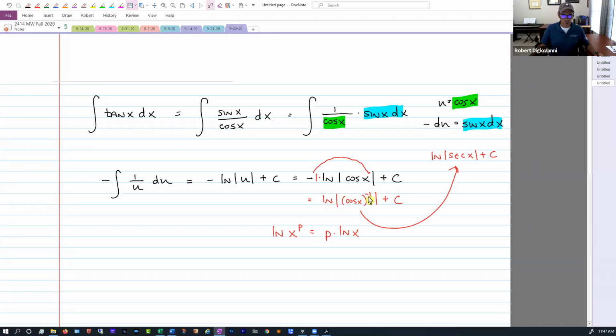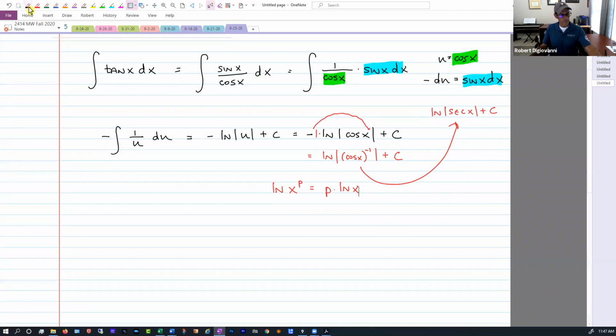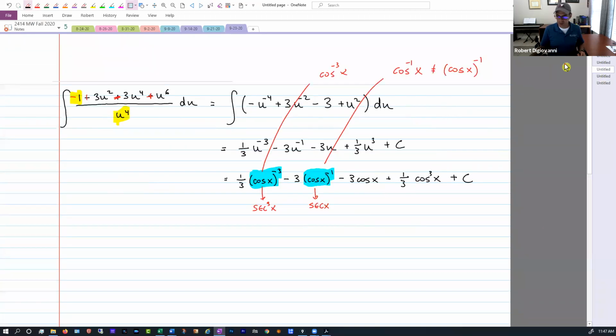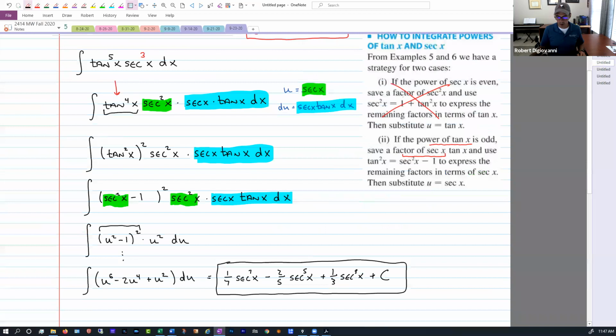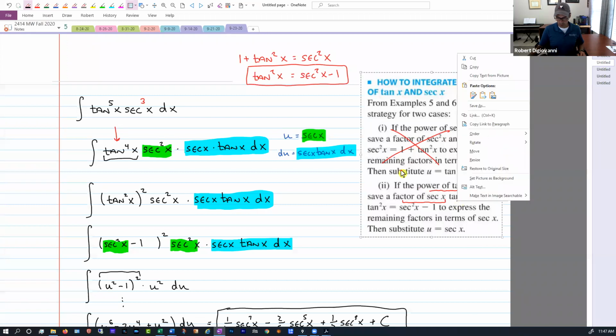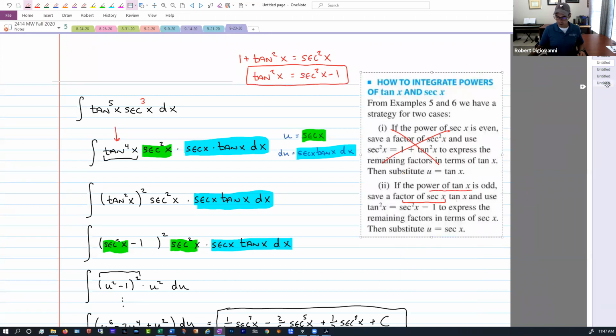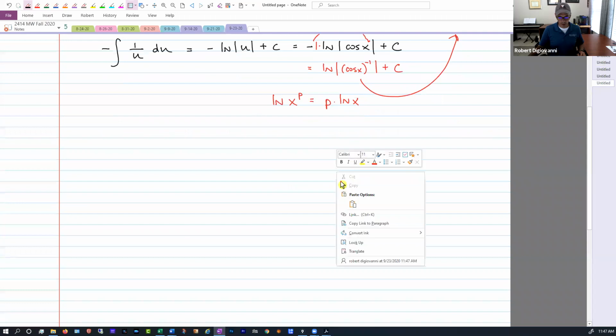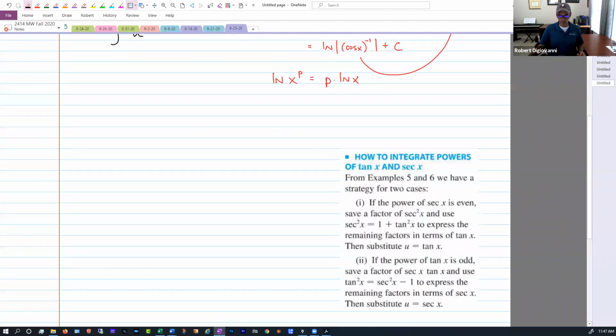Okay, you ready for the next one? Would y'all agree that I did not have to go look at these steps? I didn't need these at all. For this problem, I did not need this at all. Okay, next problem.